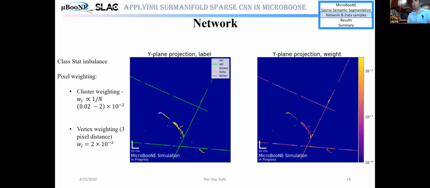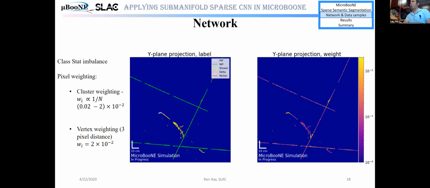So in addition, in order to prevent class statistics imbalance, we apply a pixel weighting. If you saw Francois' talk, you saw that about 20 to 30% of our pixels are coming from either a track or a shower. So that means for other particles, this is very low. So to prevent the network from focusing on those big chunks of pixels, and to make sure that the loss function is not governed by those clusters, we apply a pixel weighting.